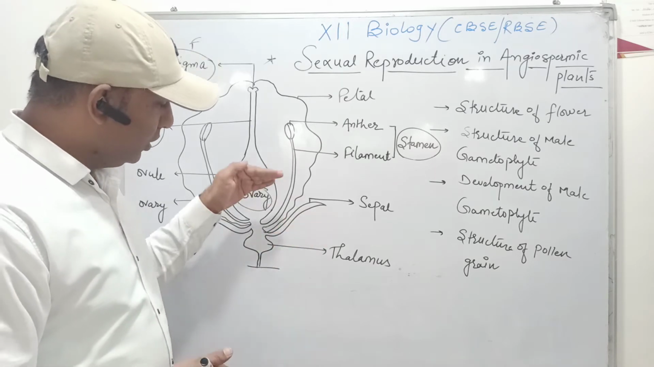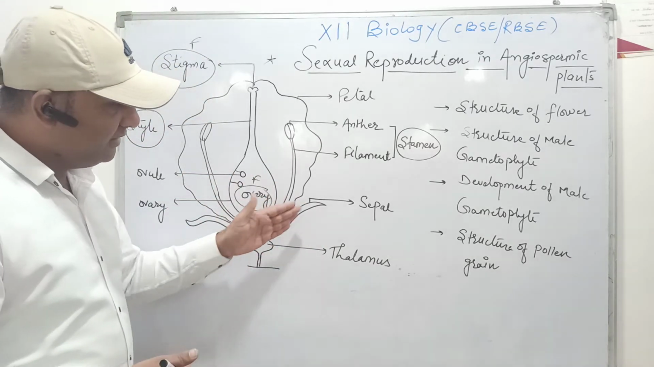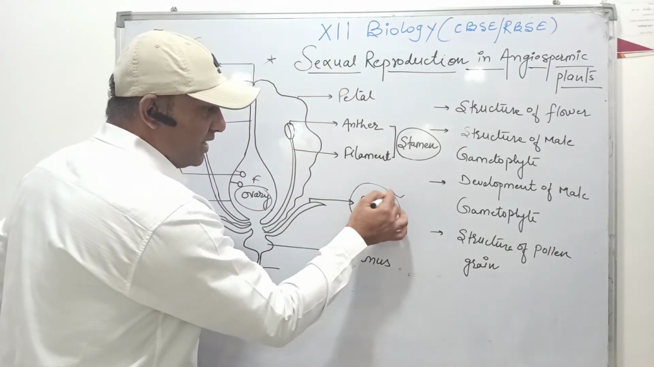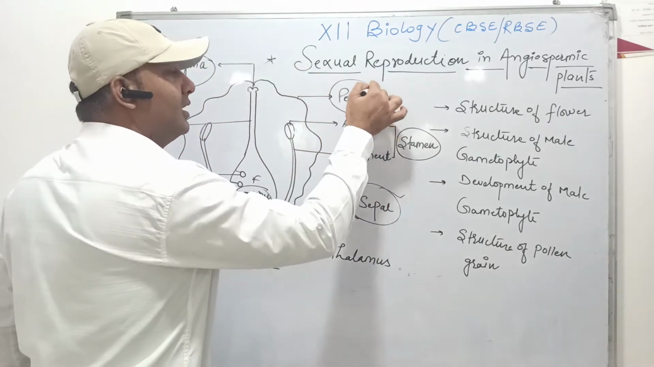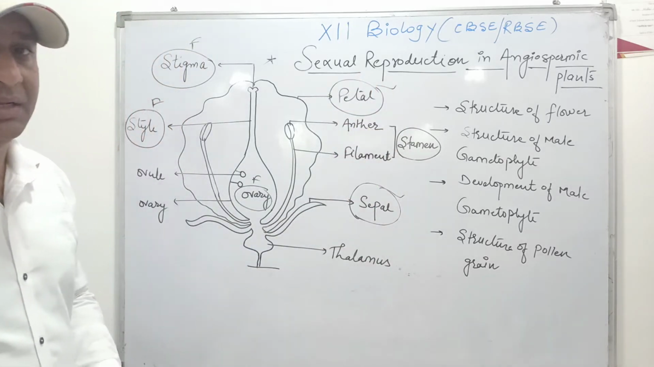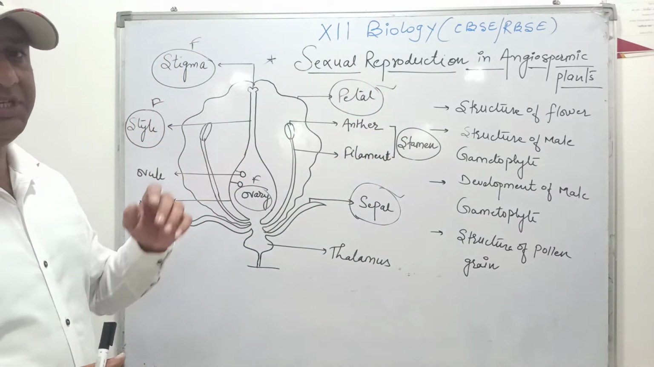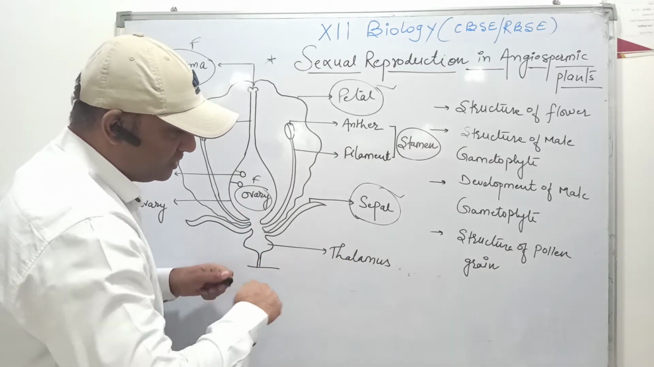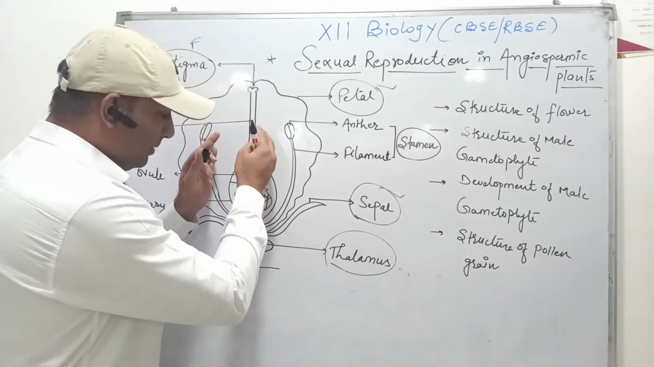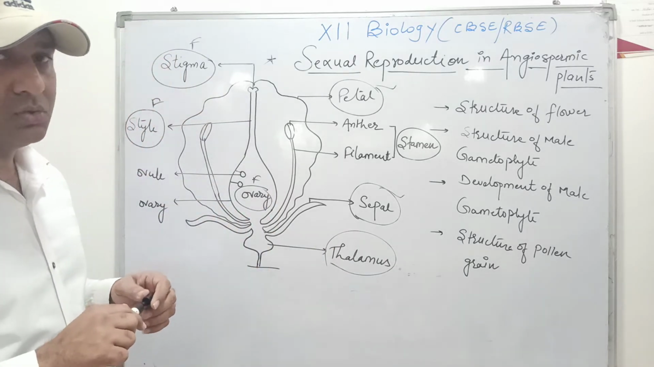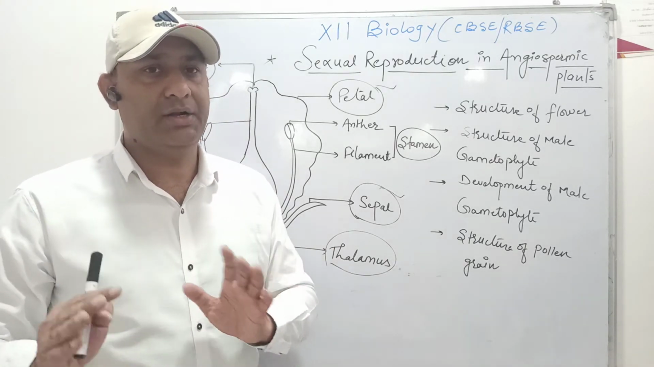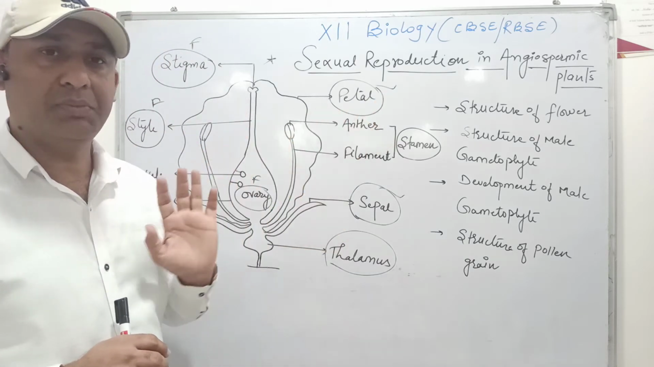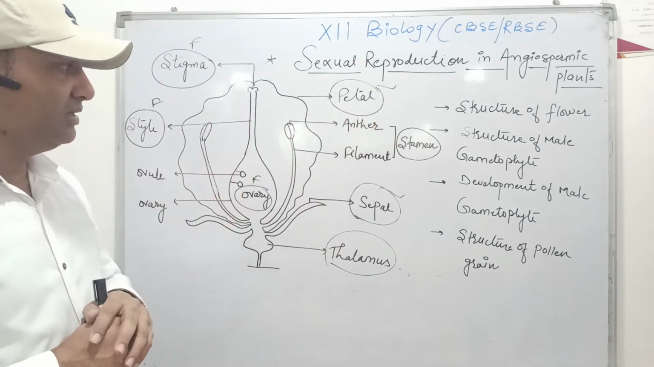Then the green part, at the lower region, the green leafy structure, is called sepal, and the upper colored structure is called petal. These are accessory or associate reproductive parts, and the lower part is the thalamus, which holds the complete flower. So it is called accessory or associate reproductive parts. So this is the structure of the reproductive unit in angiosperm plants, the flower, in a very easy manner.